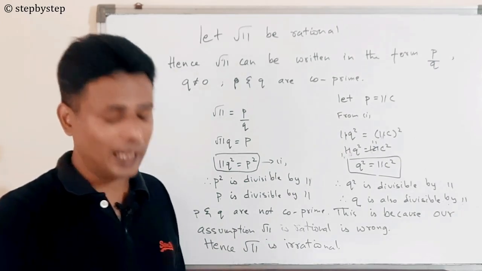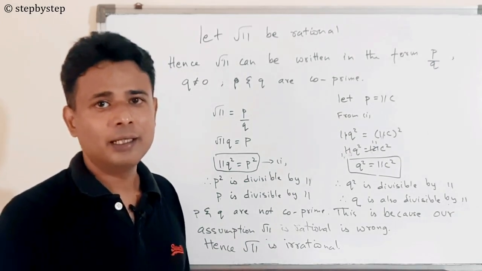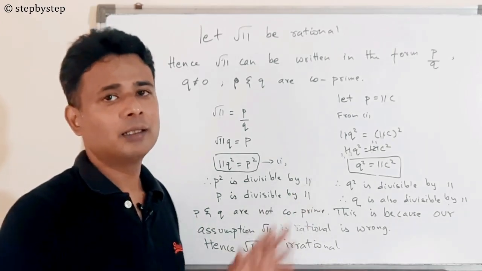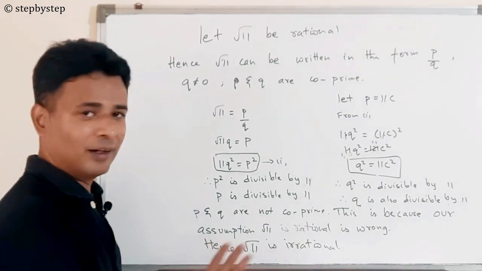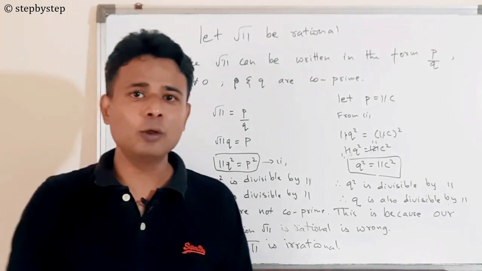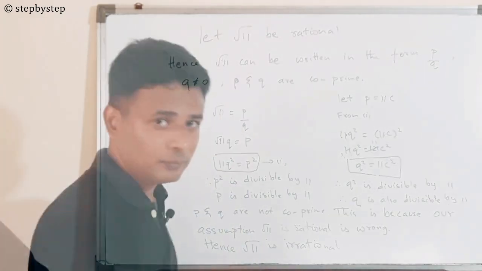This is the method to prove that the root of some prime number is irrational. I hope you understood this. Now we'll go for the next kind of problem.